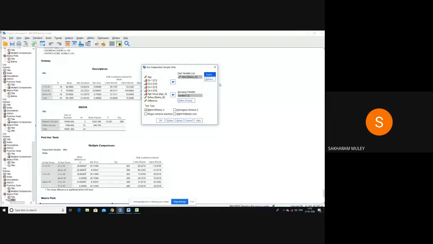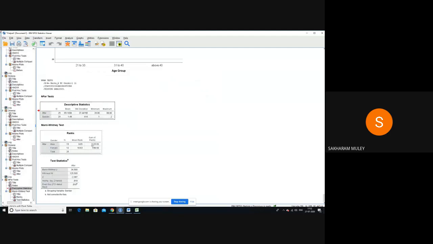And under options, you can see descriptive. If you want, you can have descriptive here. Continue. I don't have to think of any 95% or 5% here; on the basis of my p-value comparison, I can use 1% or 5% for my comparison. So I will click OK. You will find I get these three tables. I'm interested in the first, second, and third one. These are all three.